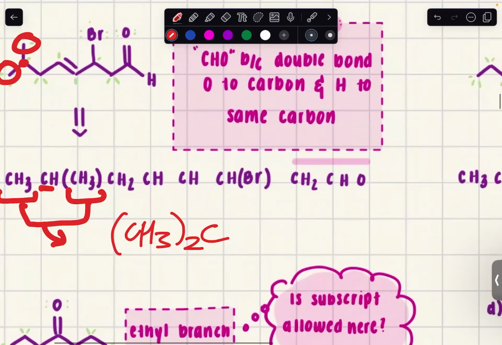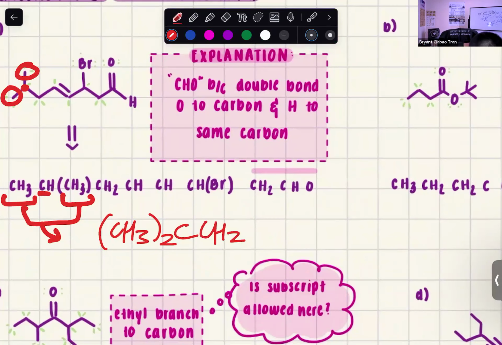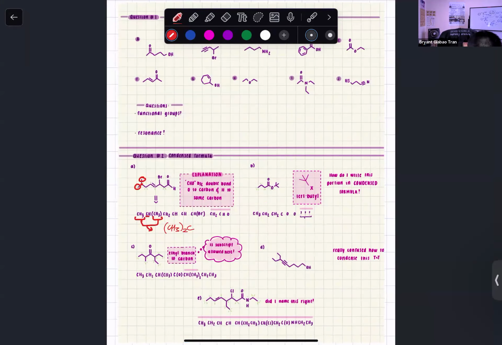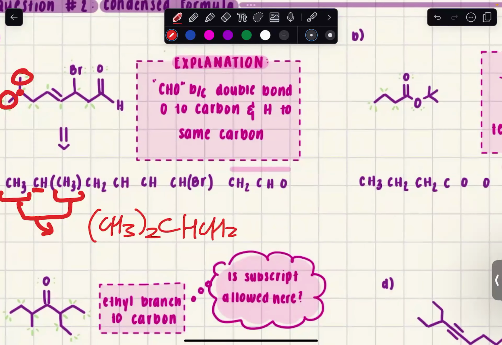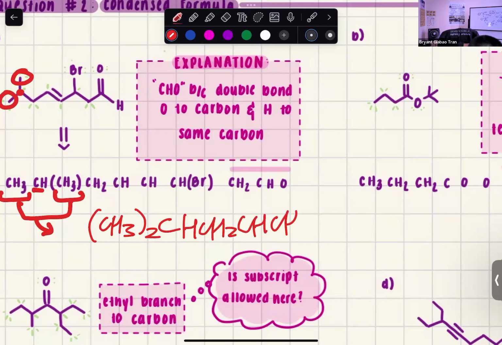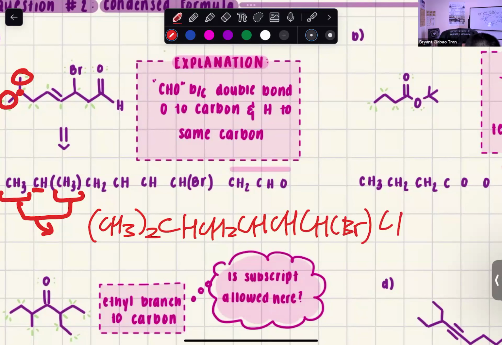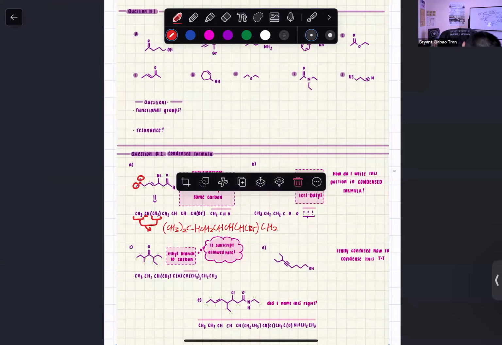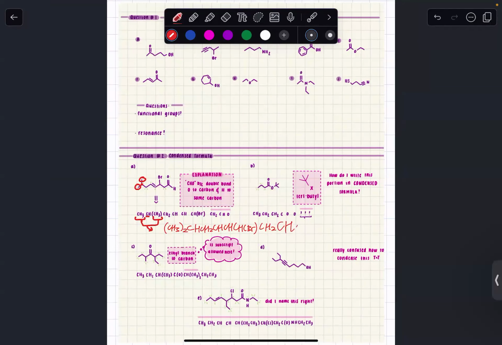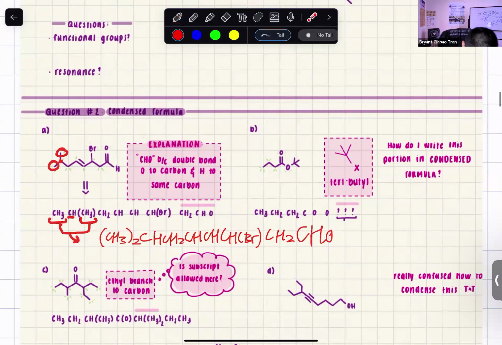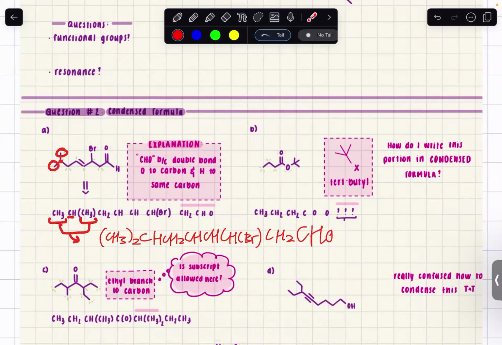Okay. And then that has a CH, right? Because there's one invisible hydrogen there. That's right. And then CH2, that's right. CH, that's right. CH, Br with the parentheses, that's good. CH2. And then CHO. So the only thing would be the branches here.